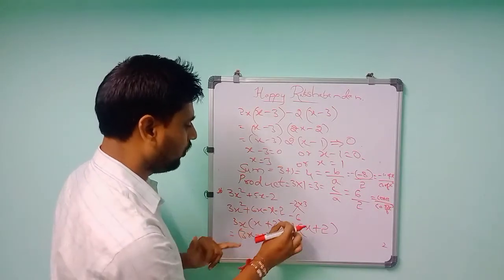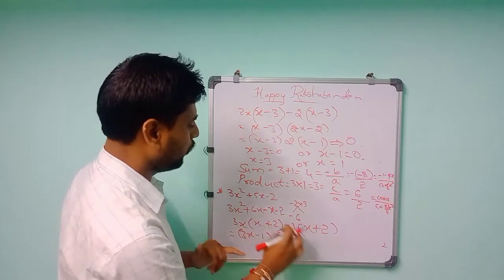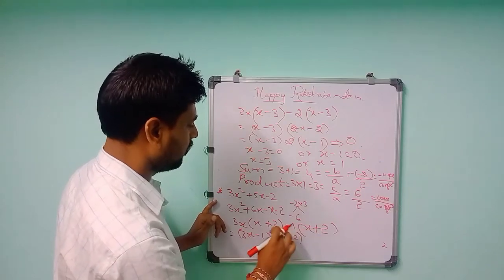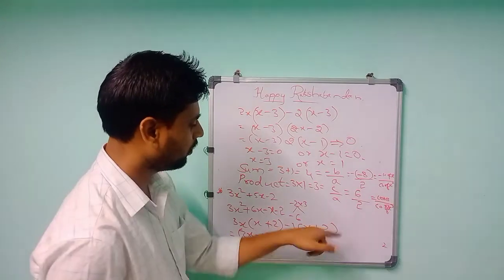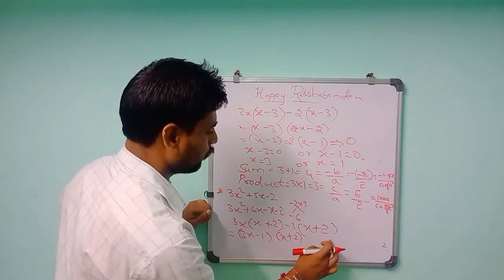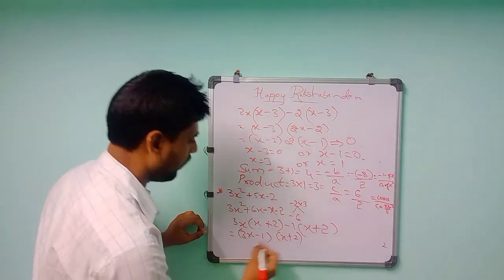So I have taken minus only as common. Anything in order means 1 only. I have taken minus 1, so I have to make it plus x. It is minus 2 there, so to make this minus 2, I have to multiply by plus 2. So it will become minus 2. So the equation will be 3x minus 1 and x plus 2.